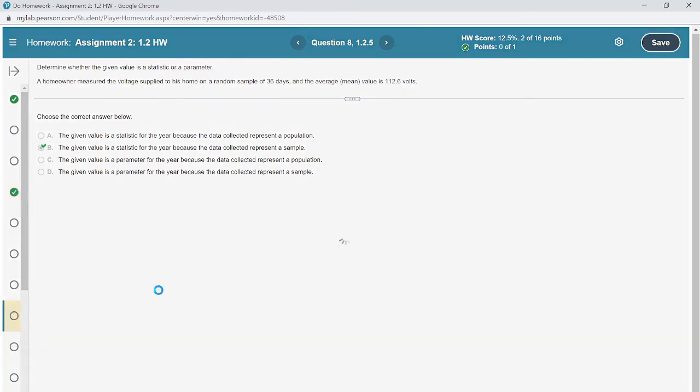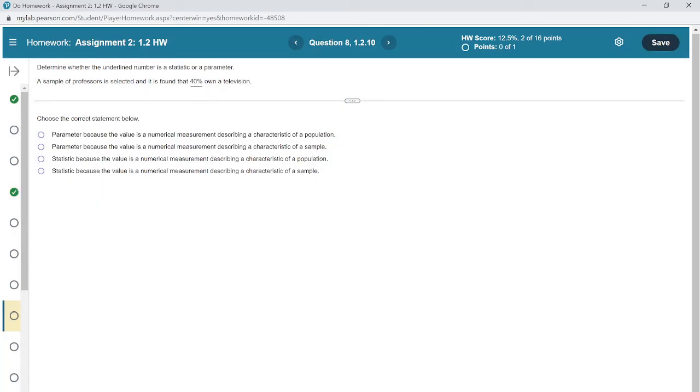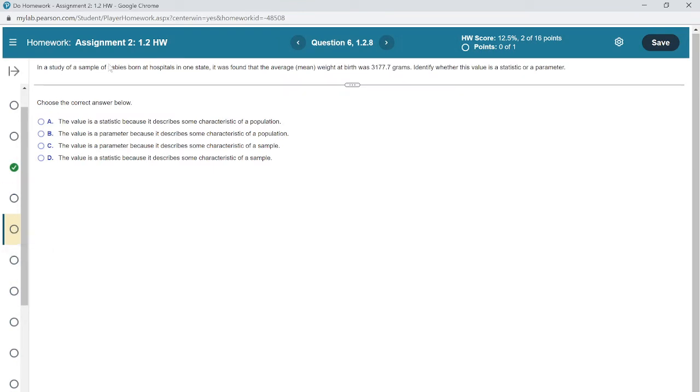So let me just choose another one here. Determine whether the underlying number is a statistic or parameter. This is the very same question, so I'm going to skip it. Let me just choose another one. In a study of a sample of babies born at a hospital in one state, it is found that the average weight at birth was 3,177.7 grams. Again, is it a statistic or parameter? It's coming from a sample, so it should be a statistic. The answer should be D.